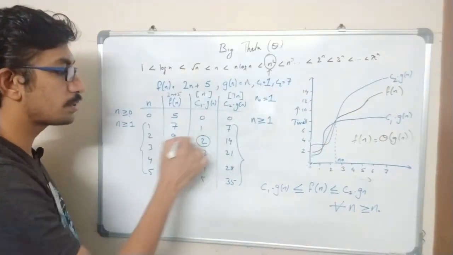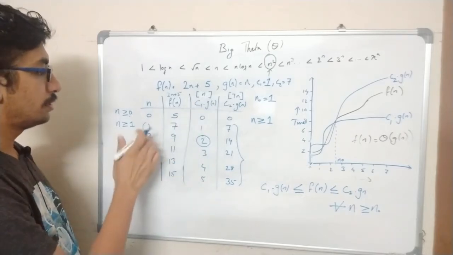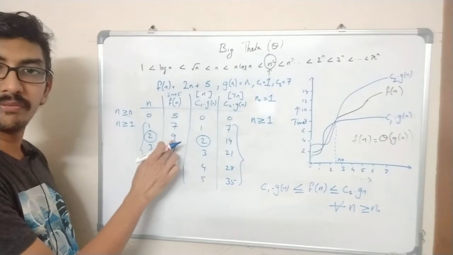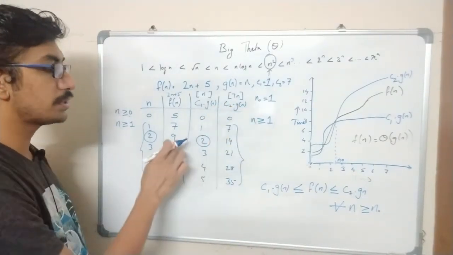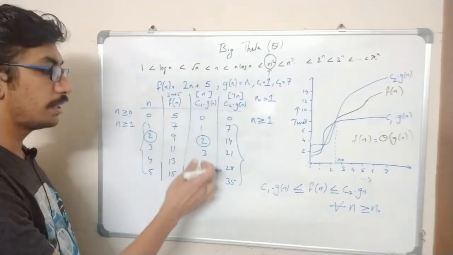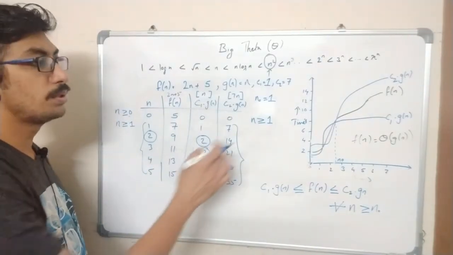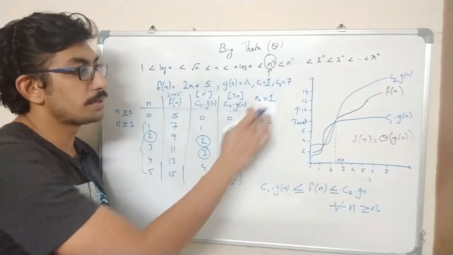Suppose I take n0 value as 2, here also you can see that c1 into g of n is 2, which is having a value less than 9, and c2 into g of n is having a value 14, which is greater than 9. Similarly, even if I take n0 value as 3, then also the condition is true. So n0 value can be anything from 1 onwards.